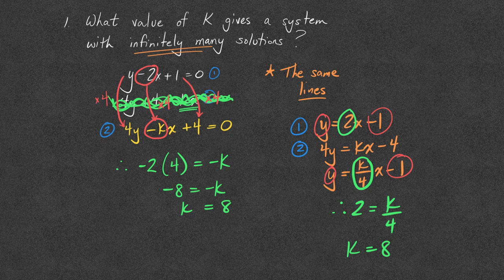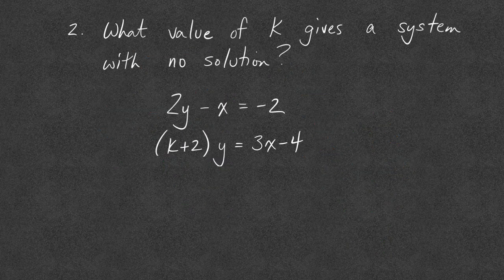Okay, let's jump into the next one. Okay, I want you to take a look at problem 2. What value of k gives a system with no solution? And there is your system. Ooh, some uglier equations. So I think you are prepared to be able to try this one on your own. Okay, again, give it a shot. Pause the video now.